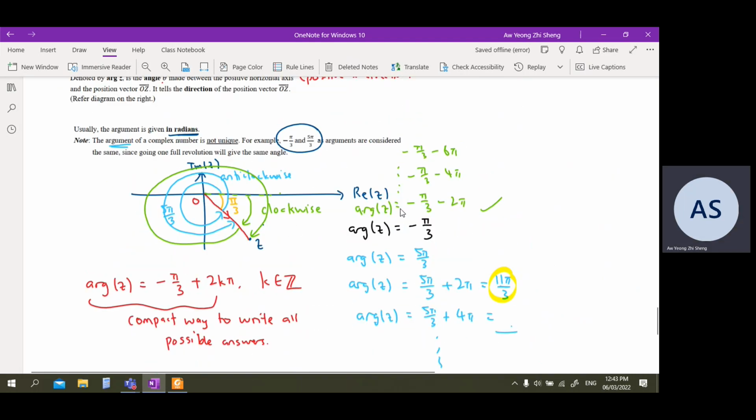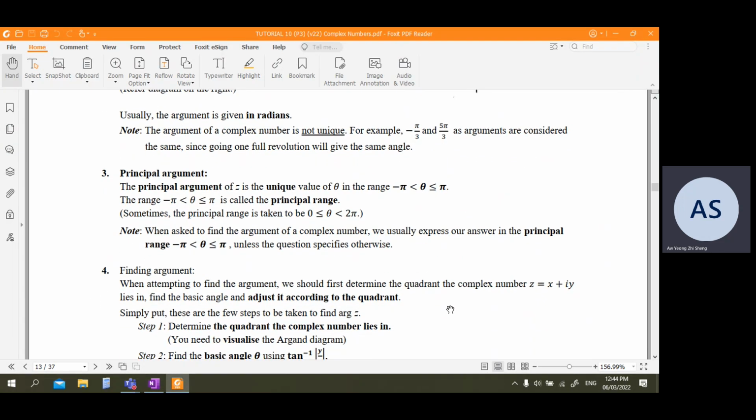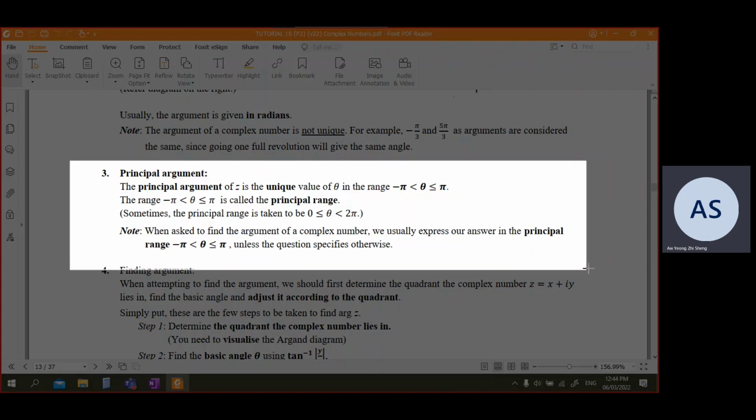So in that exam, when they ask for the argument of a complex number, do we need to list all answers, or do we need to write this compact way? The answer is no. We actually do not need to list all the correct answers for argument z. We only need to write down the principal argument. And so that brings us to the next point. Point number 3, principal argument.